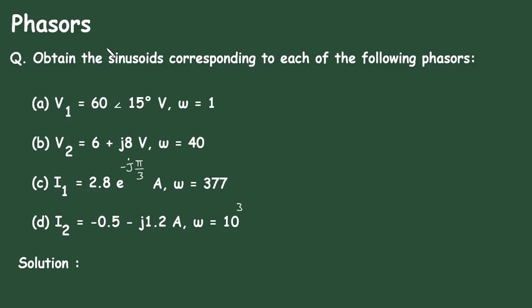In this video, we will see an example on phasors. Question: obtain the sinusoids corresponding to each of the following phasors. So here we have to convert these phasors into its equivalent sinusoids. Solution: first of all, we will solve this problem.